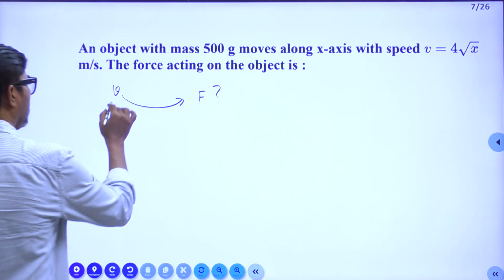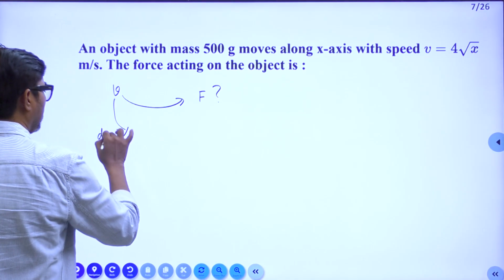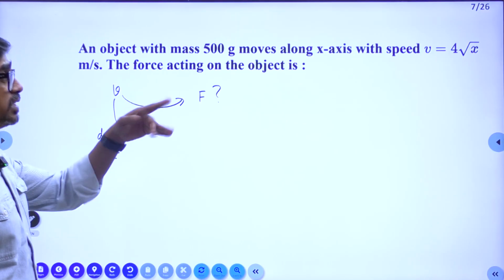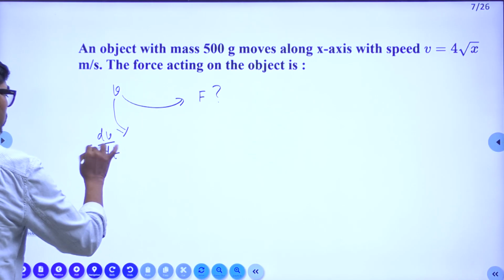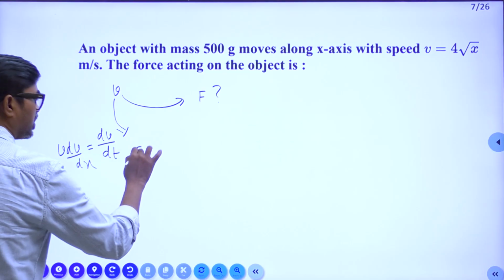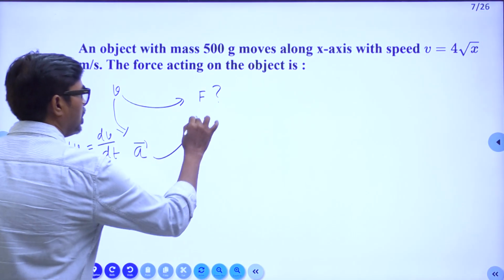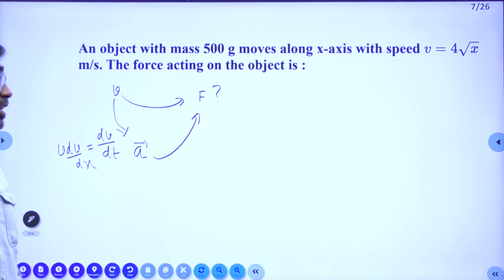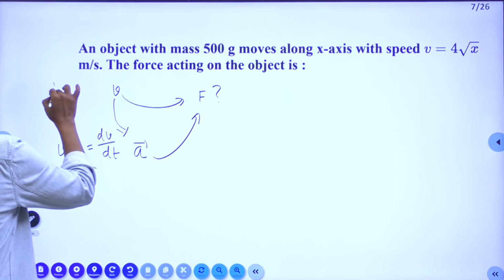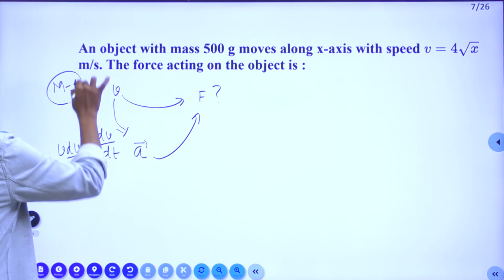One method would be you differentiate. Alright, dv by dt is okay, but v is given as a function of x. So this will also be equal to v dv by dx. So that you will get acceleration. Once I get acceleration, mass into acceleration is going to be the force there. That way you can calculate it. That is one method. This is method 1.